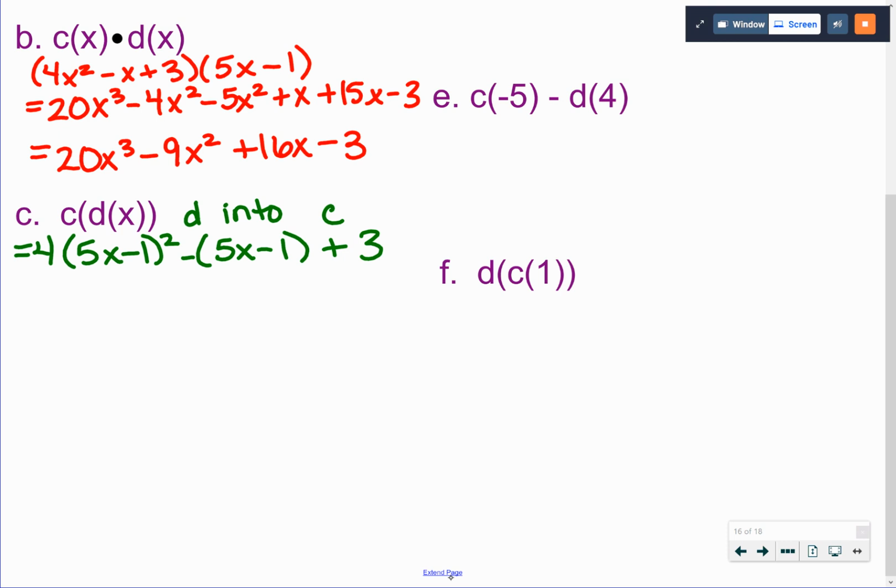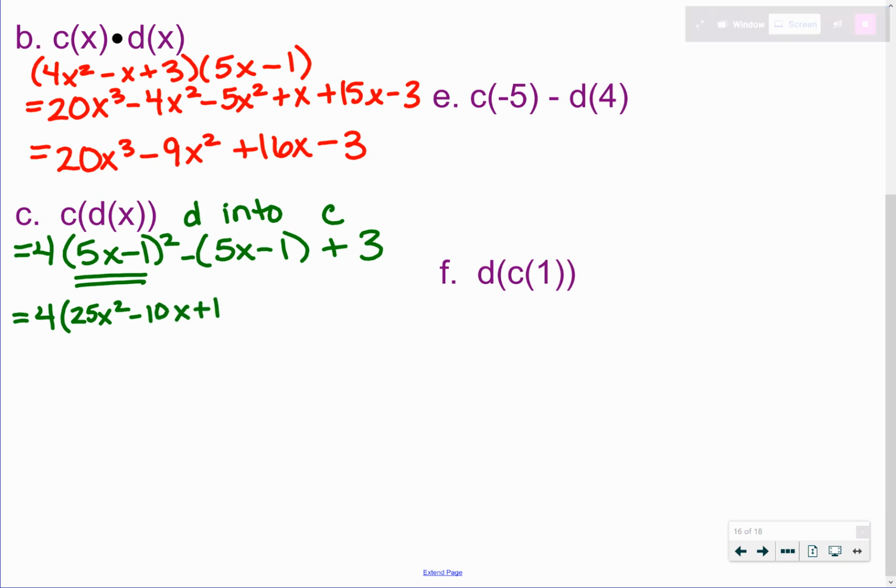Okay, what do I do first to simplify this? FOIL. Perfect. All right, so bring down my 4. FOIL what's in the parentheses. You can hopefully do this mental math real quick. 5x times itself, 25x squared. Outside and inside are both negative 5x, so that's negative 10x. And then last term, 1 and 1, give me 1. Bring everything else down.